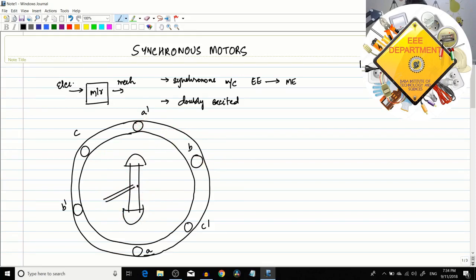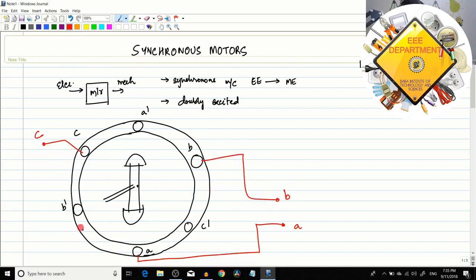So now in synchronous motor, the concept is different, because here we are going to supply electrical energy. So where do you supply electrical energy? You supply electrical energy to the coils. So for example, to this A coil, you supply A phase, and to the B coil, you supply the B phase, and for the C coil, you supply the C phase. And what will be the characteristic of this electrical supply? It will be a three-phase voltage.